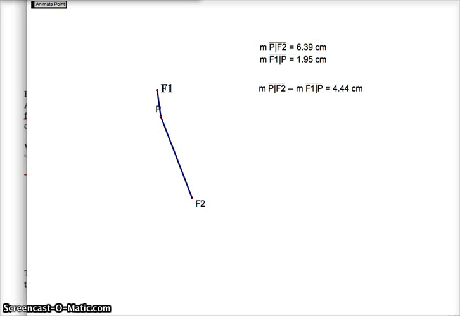Okay, so let's look at that definition. Remember, the definition was the difference between the distances from a point on the hyperbola to the two fixed points, or the foci. So I calculated the distance between F1 and P. This is the point on the hyperbola. This is focus number 1. This is focus number 2, and the distance between P and F2. Right now that difference is 4.44. If I maintain that exact distance, this difference does not change.